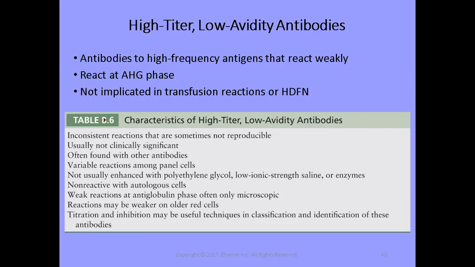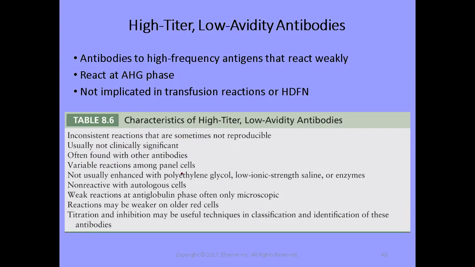So this is table 8.6, which is giving some of the characteristics of these high titer, low avidity antibodies. And you can see inconsistent reactions that are sometimes not reproducible. So maybe I test my patient with a panel and I get a positive reaction with cell number 1, and I repeat my testing under the same conditions with the same enhancement, and all of a sudden now cell number 1 is negative. So remember, they're usually not clinically significant, often found with other antibodies.